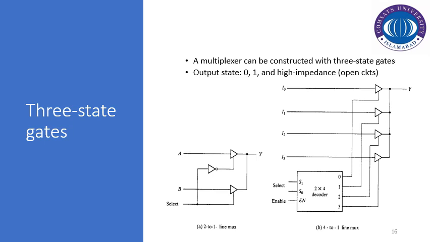So three-state gates, or tri-state gates, are gates that have three definitive states. One is the normal state, in which the circuit reacts as a normal gate, or a buffer. So whatever the input is, that is passed to the output.